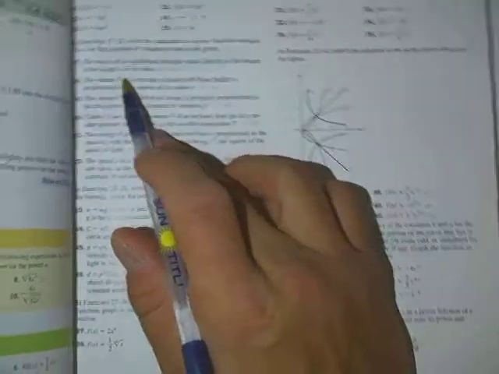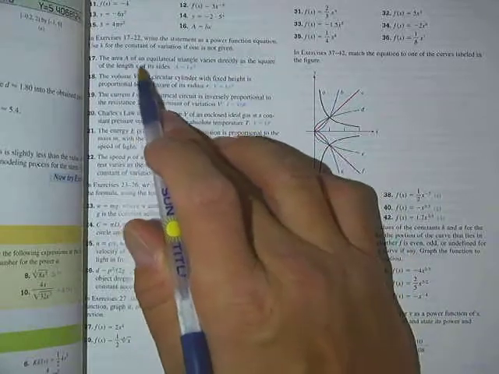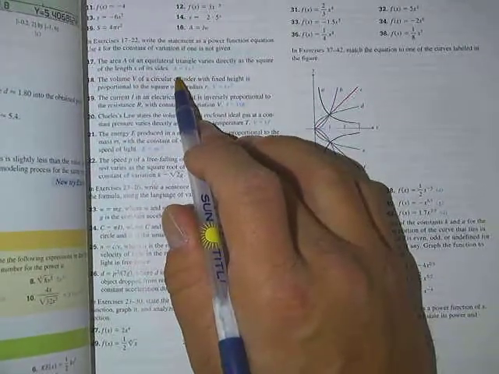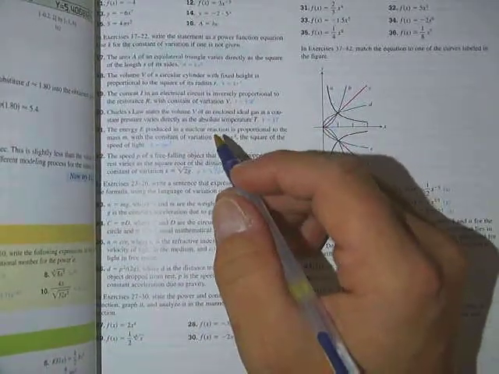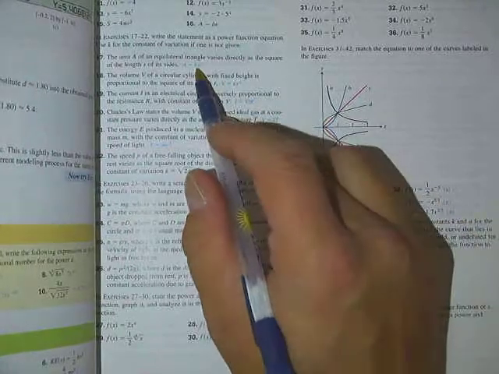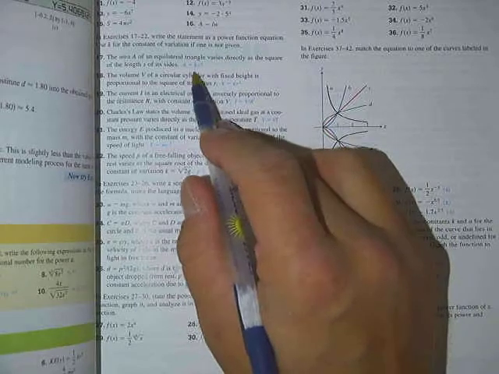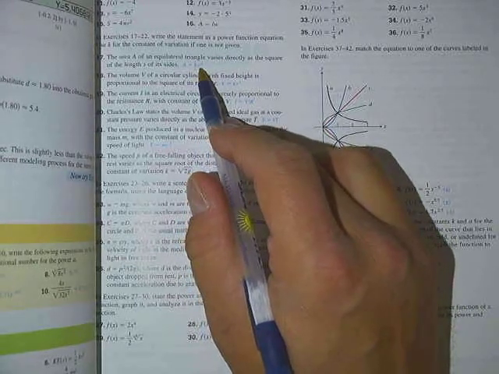Fair enough? So for instance, in your homework assignment, you might have a problem like this one, number 17. It says the area of an equilateral triangle varies directly as the length of its sides. So your job here would be to write the equation for that. If you say varies directly, you need to be thinking multiplication or division. Multiplication. And again, it varies directly.